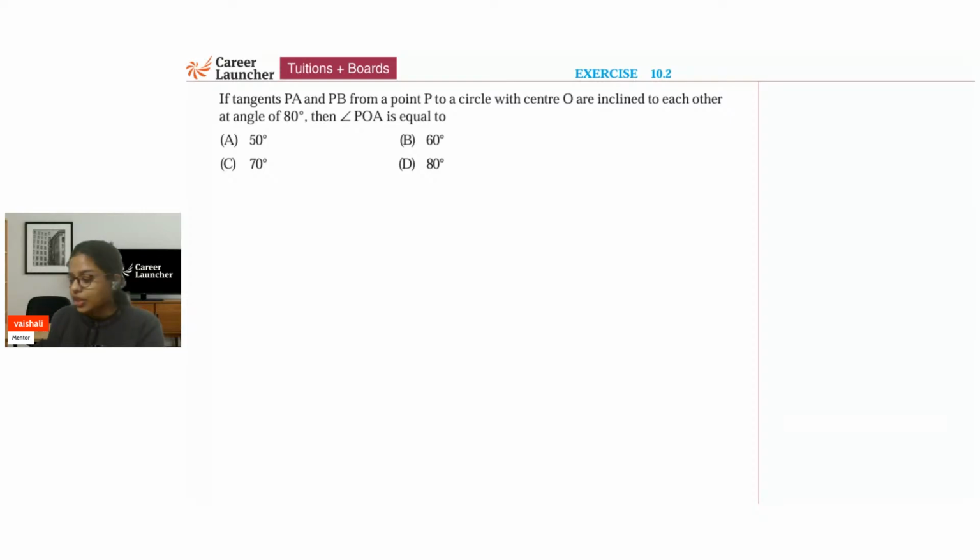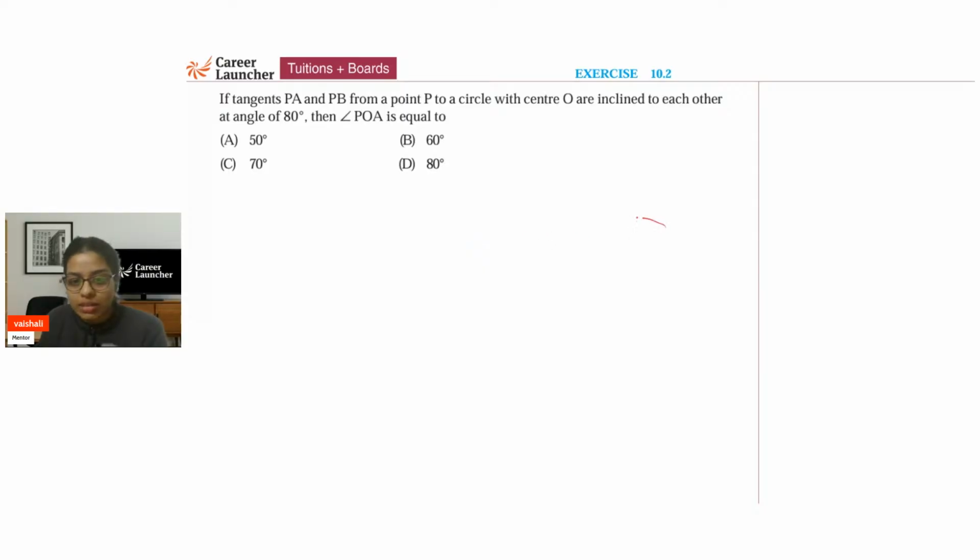Now let's look into the next question. So read this question carefully and see what concept could apply. We have tangents PA and PB from a point P to a circle. Center is O. And they are inclined in such a way that they are making 80 degrees. So what is the angle POQ?